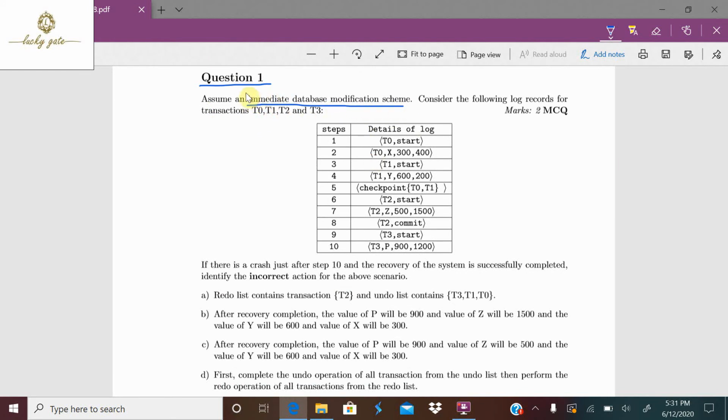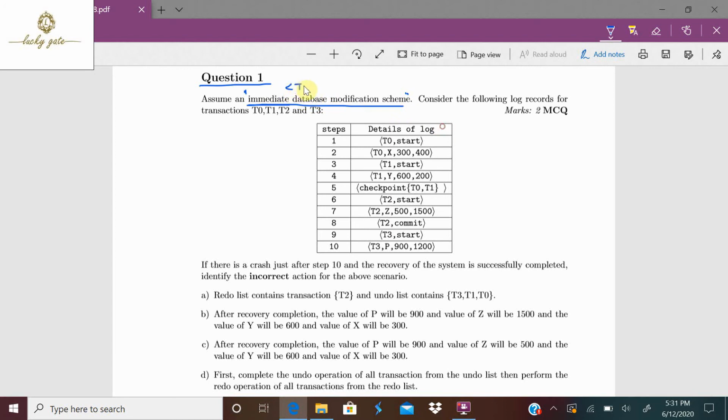It is a recovery algorithm that uses an immediate database modification scheme. The name immediate says that before a transaction performs a commit operation, the update is to be done to the disk. That is the meaning of immediate database modification, and it requires an update log.